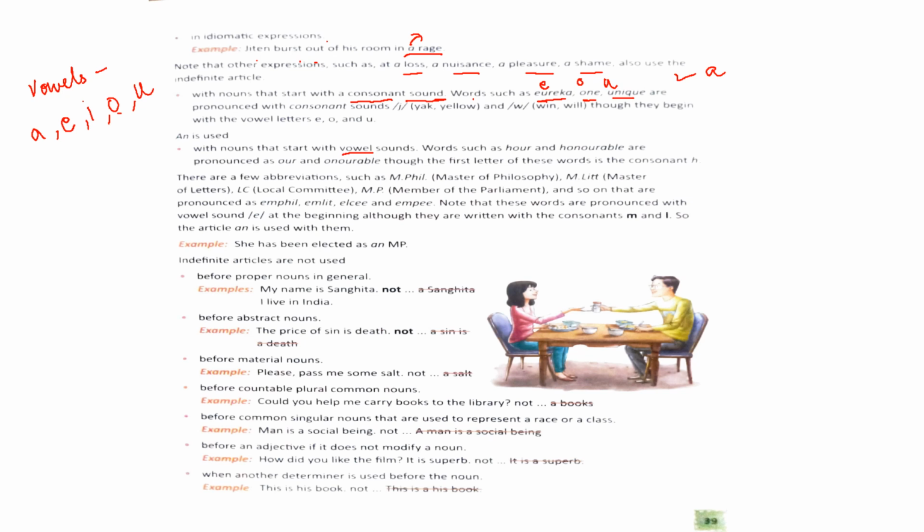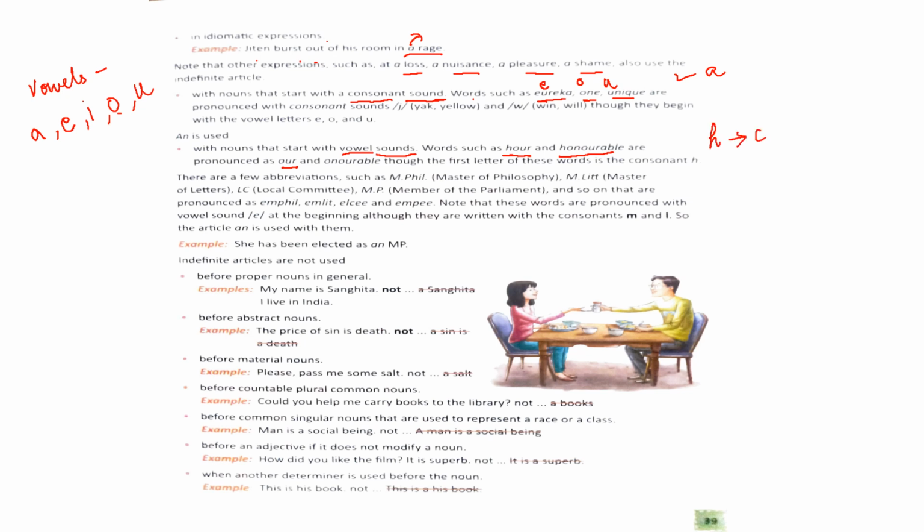Article "an" is used before words that start with a vowel sound. Here also you will find some exceptions, like words such as hour and honorable. Hour and honorable are pronounced as "hour" and "honorable," though the first letters are H.